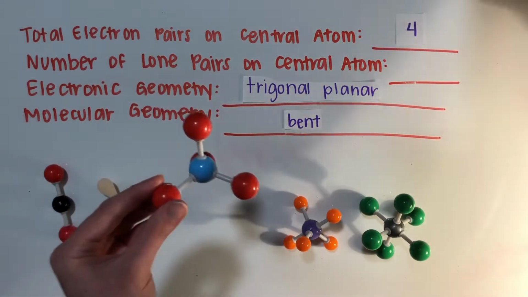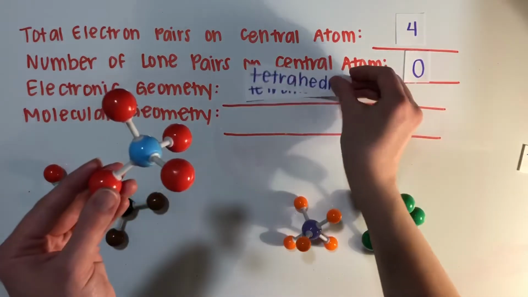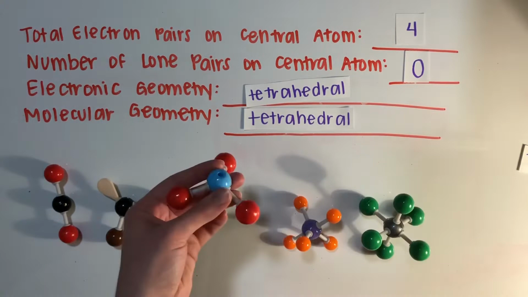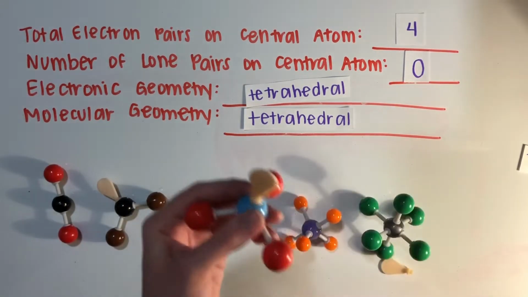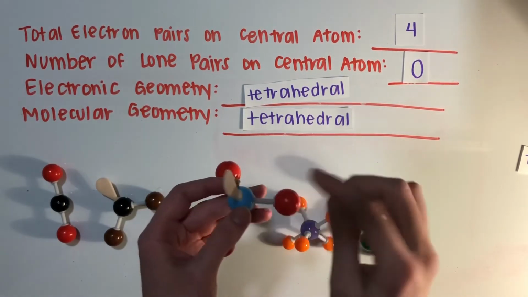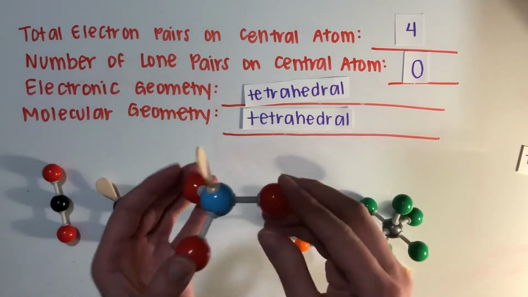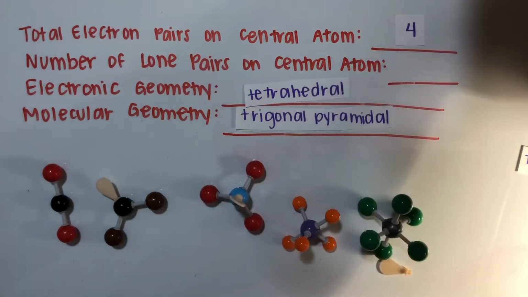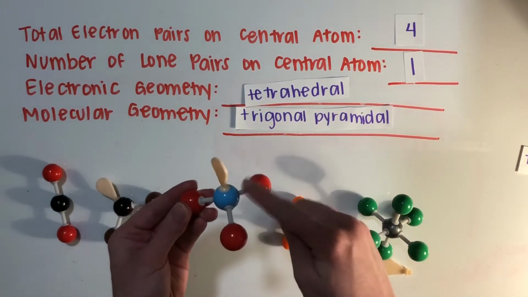So next, structures with 4 different electron pairs around the central atom. We're going to start out with 0 lone pairs, and this one is called tetrahedral. If we take off one of the outside atoms and add 1 lone pair, we see that the lone pair bends these outside atoms and we have a triangular base, and it becomes a trigonal pyramidal shape. Now we have 1 lone pair, and still 4 different areas of electrons.